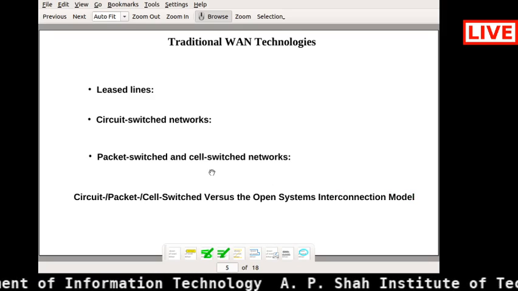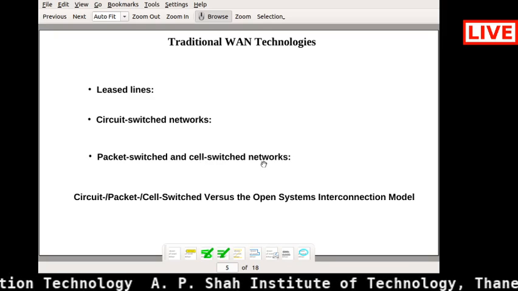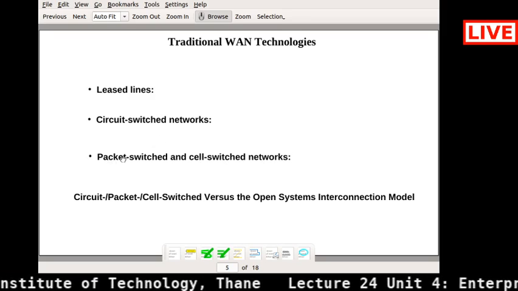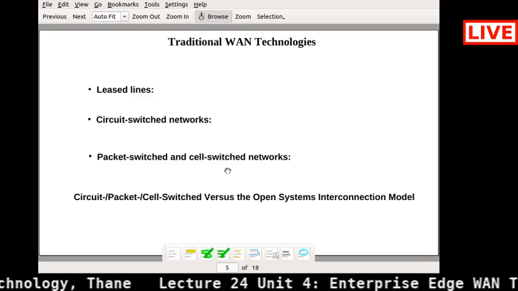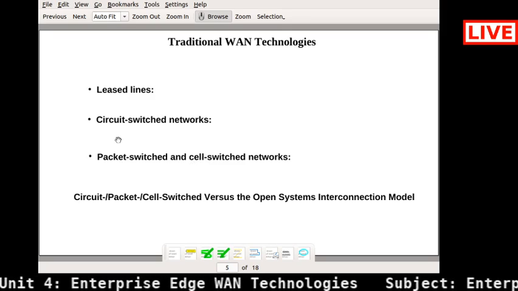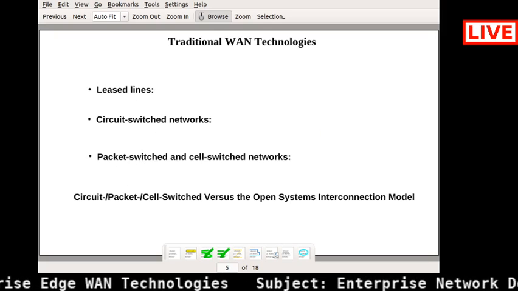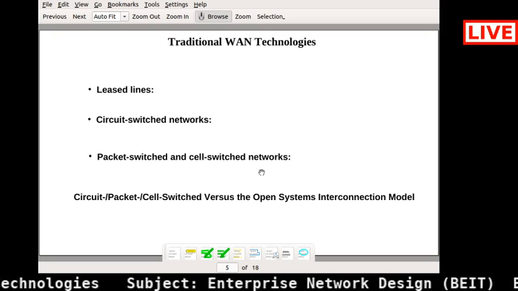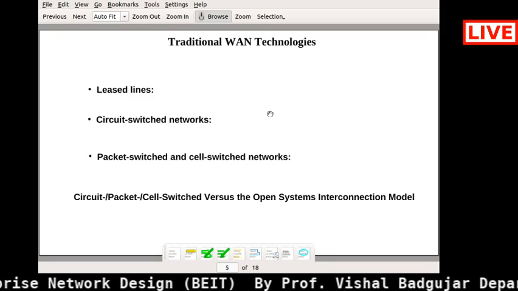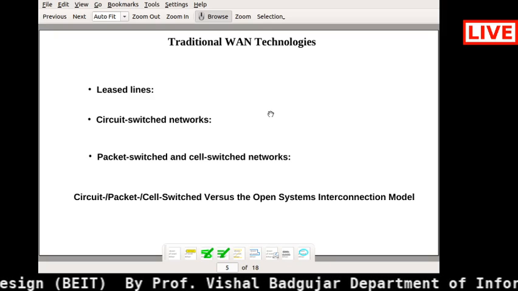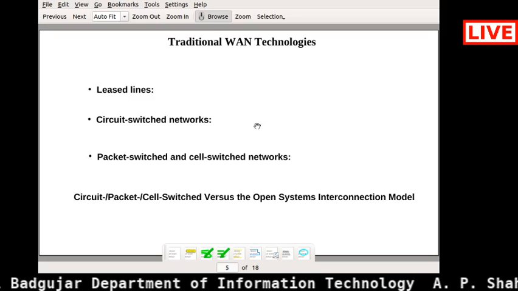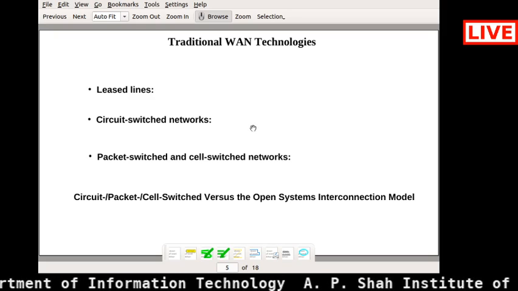And if you see this particular cell switch network, it combines some aspects of the circuit switch network and some aspects of the packet switch network. Because of that it produces low latency and high throughput over all these three traditional WAN technologies. So the question that may be asked in your examination is to write a short note on these traditional WAN technologies, or they can ask you for the specific difference between these traditional WAN technologies.